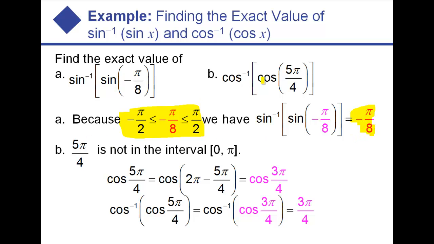For the cosine example, 5 pi over 4 is not in the interval where we defined cosine, right? We restricted cosine to 0 to pi in order for its inverse to work. 5 pi over 4, that's bigger than pi. That doesn't work. So you have to treat cosine of 5 pi over 4 as 2 pi minus 5 pi over 4. You're basically looking for the equivalent answer in the other quadrant, right?